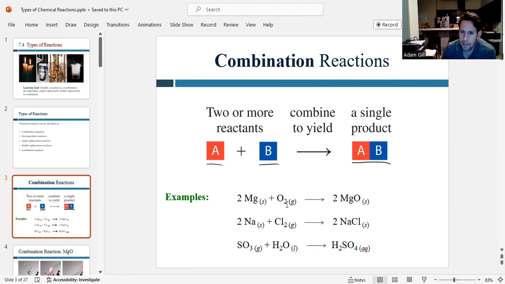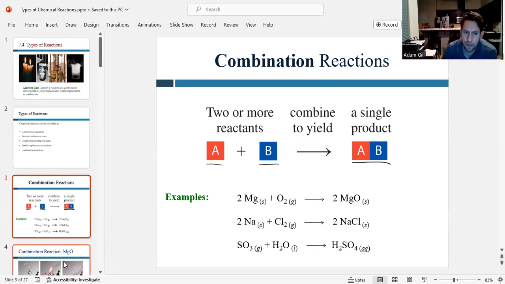Magnesium and oxygen combine to make magnesium oxide. Sodium and chlorine combine to make sodium chloride. Sulfur trioxide and water combine to make sulfuric acid, right? 2 things make 1 thing.